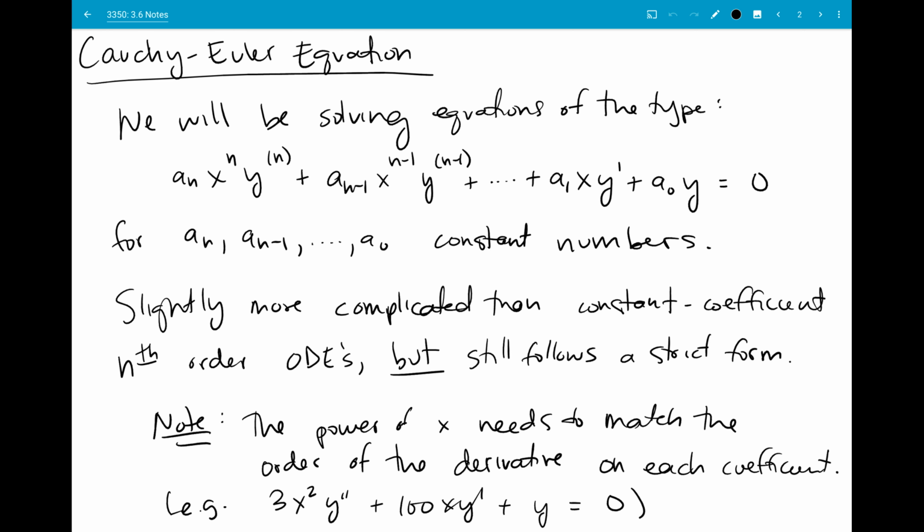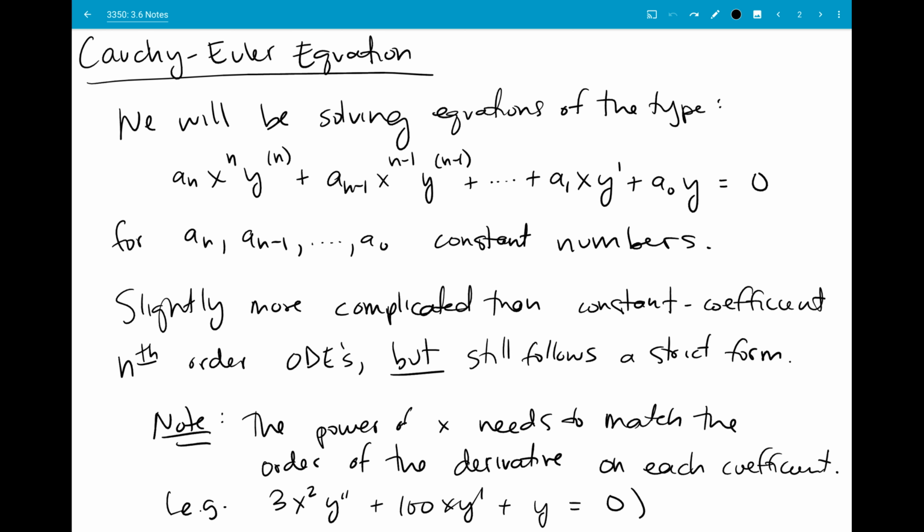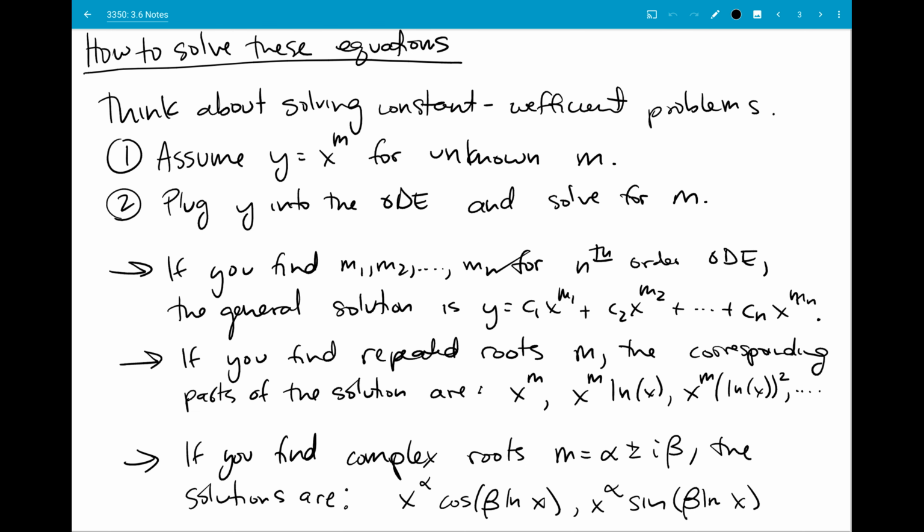So Cauchy-Euler equations are things that look like this. That's a little bit abstract, so the thing to really remember is that the power of x needs to match the order of the derivative, and then you have a Cauchy-Euler problem. Our approach to solving them is really similar to how we solved constant coefficient problems. We just assume that y has this solution type, and then we plug it in, and we solve for the powers m that we don't quite know when we make that assumption.